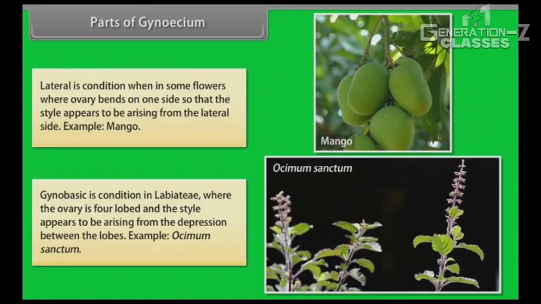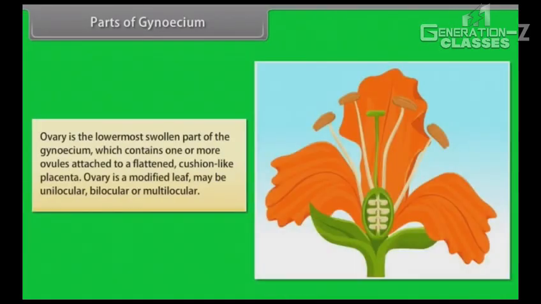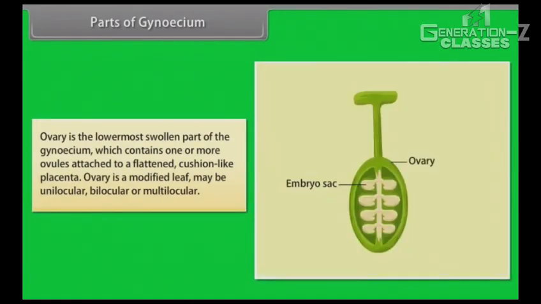Example, Ocimum sanctum. Ovary is the lowermost swollen part of the gynoecium, which contains one or more ovules attached to a flattened, cushion-like placenta. Ovary is a modified leaf, may be unilocular, bilocular, or multilocular.